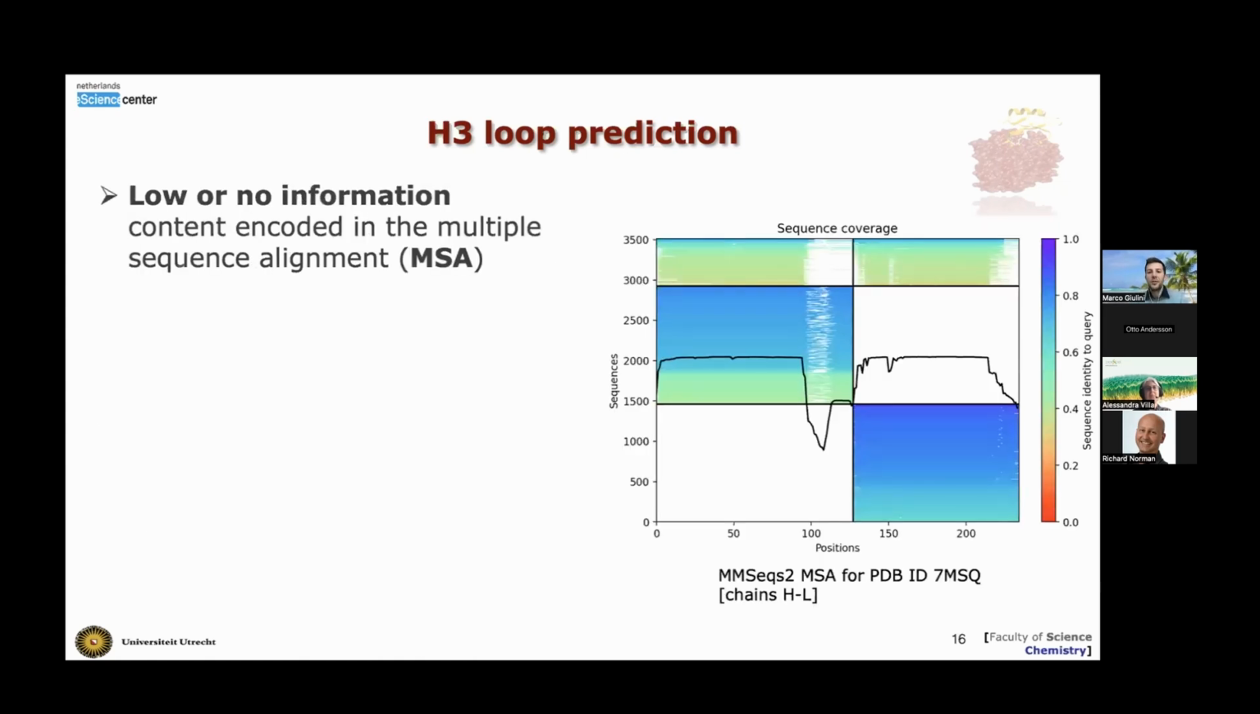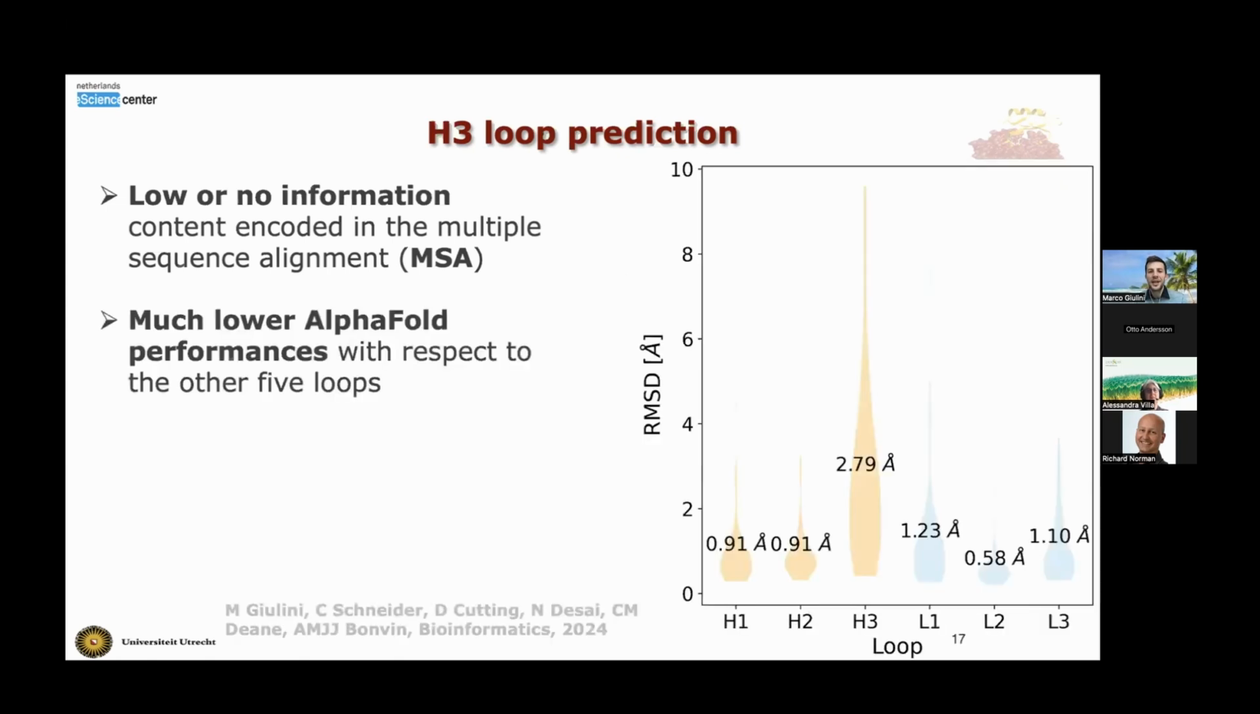And again, I really want to remark this: even for the H3 loop, there is basically no information content encoded in the multiple sequence alignment. If you look at the multiple sequence alignment given by AlphaFold for an antibody, on the left you have the heavy chain, and on the right you have the light chain, and you can see that in correspondence of the H3 loop, typically the sequence signal is much more sparse, meaning that the sequences there are shorter and in general not so similar to the query anymore. And this lack of information, of course, has an effect.